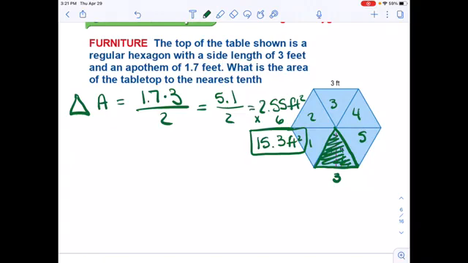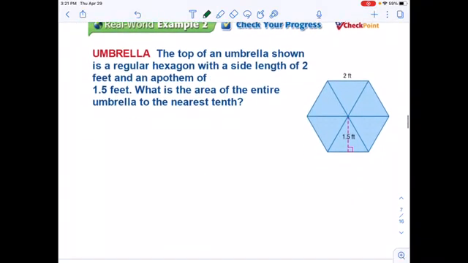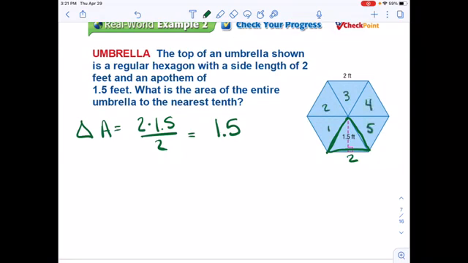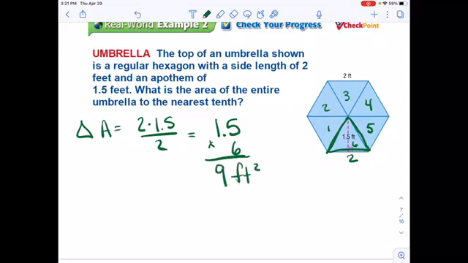All right. We'll do another one that way. Once again, we are given the apothem and we are given the base. So I'm going to find the area of my triangle. That's base times height divided by 2 to find the area of the triangle. So that is 1.5. We once again have a hexagon in this umbrella, so we can multiply the area of the triangle times 6, because there are 6 of them, and you end up getting 9 square feet as your area.